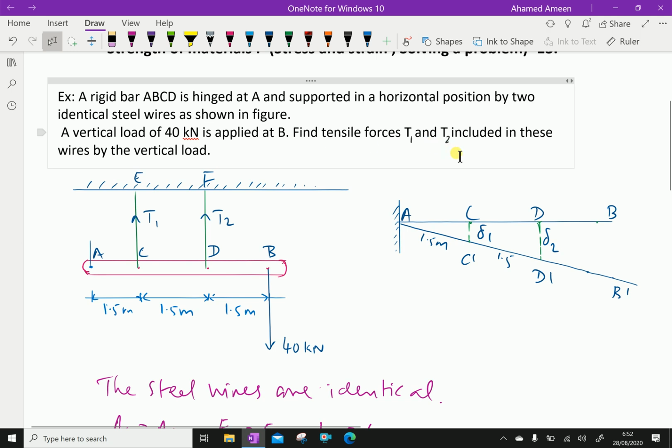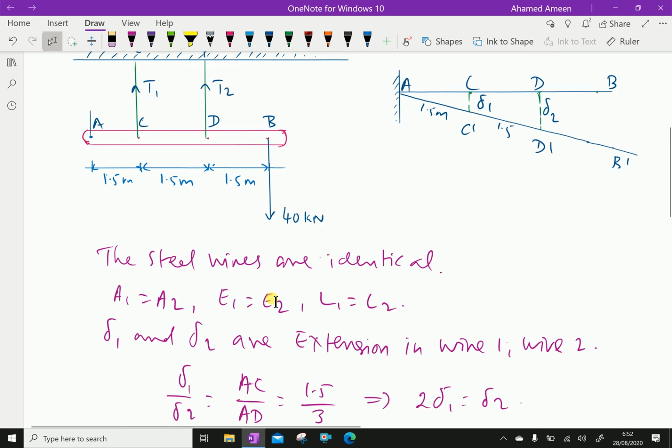We found the tensile forces T1 and T2 induced in these wires. We have done.